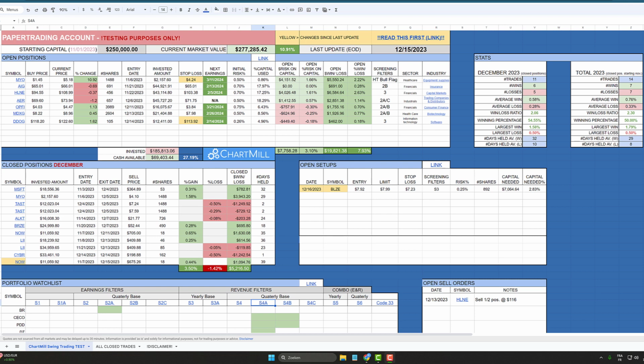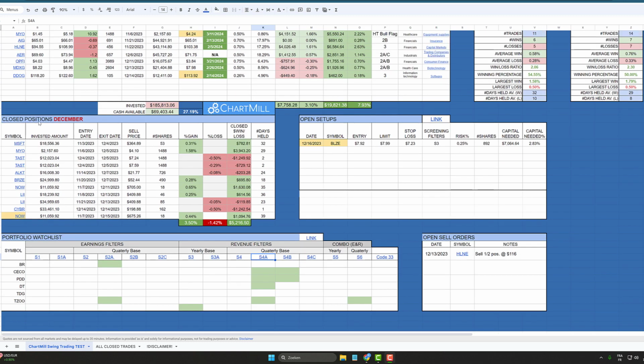So welcome to this video update for my paper trading account using ChartMill. Today it's Saturday, December 16th. So first let's have a look at my closed positions for last week.